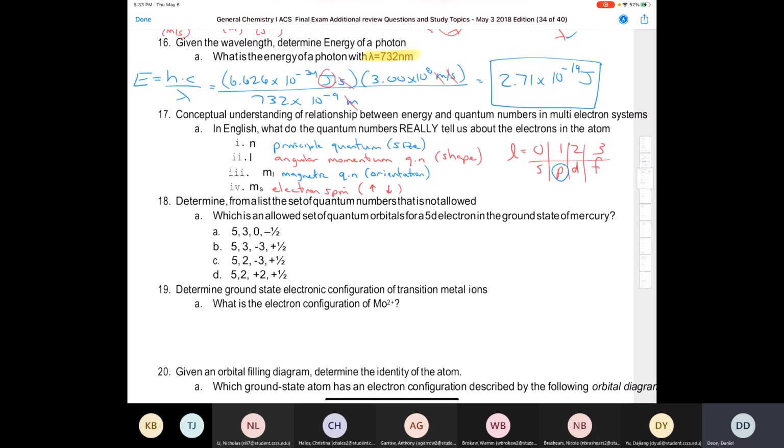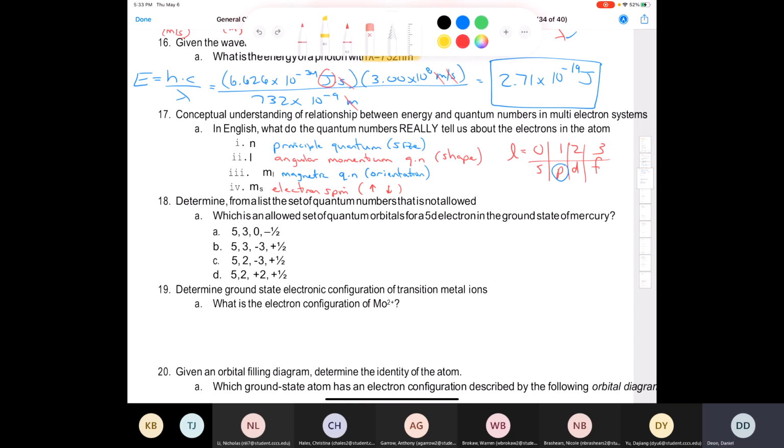So could anybody tell me which one of these is an allowed set of quantum numbers for a 5D electron in the ground state of Mercury? I should read the whole question before answering it, shouldn't I? So I'm looking for an allowed set of quantum numbers for a 5D electron in the ground state of Mercury. Well, if it's a 5D, we have our quantum numbers N, L, ML, and MS. If it's 5D, then N is 5, L is 2, okay?